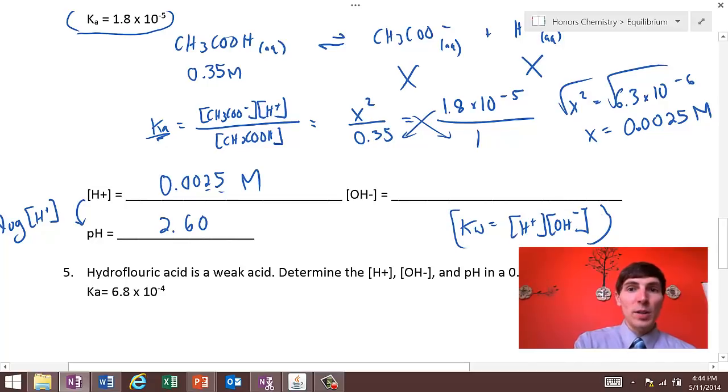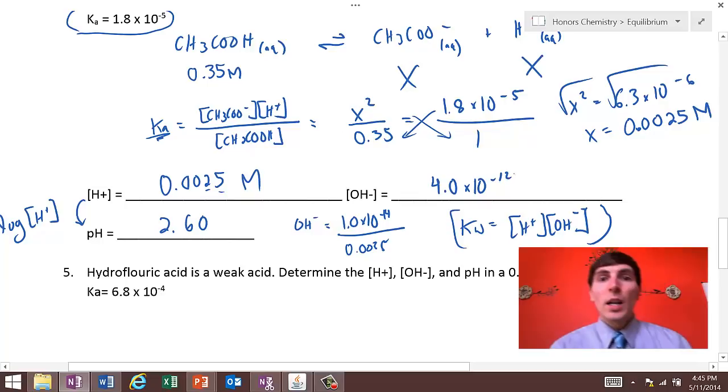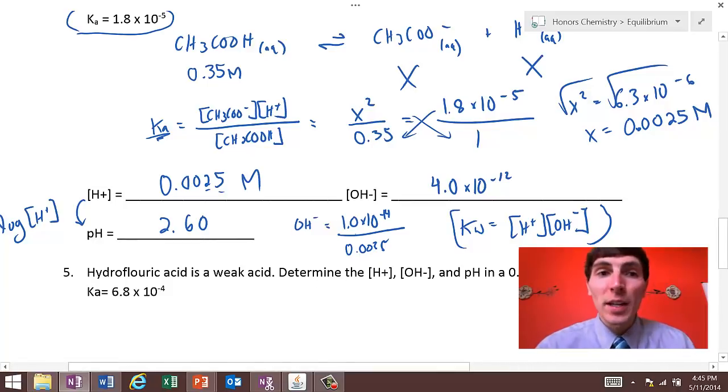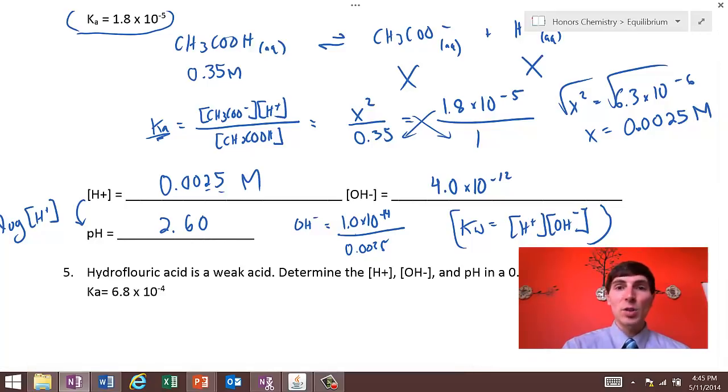When I rearrange this equation to solve for OH minus, that's equal to 1.0 times 10 to the negative 14th, which is just Kw, divided by my H plus, which is 0.0025. And when I divide those out, this is equal to 4.0 times 10 to the negative 12th. There's more than one way to get there. Like I said, you could go from pH to pOH and then take 10 raised to the negative pOH. There are a couple of different ways you could get to this, but at the very end you should be getting that answer.